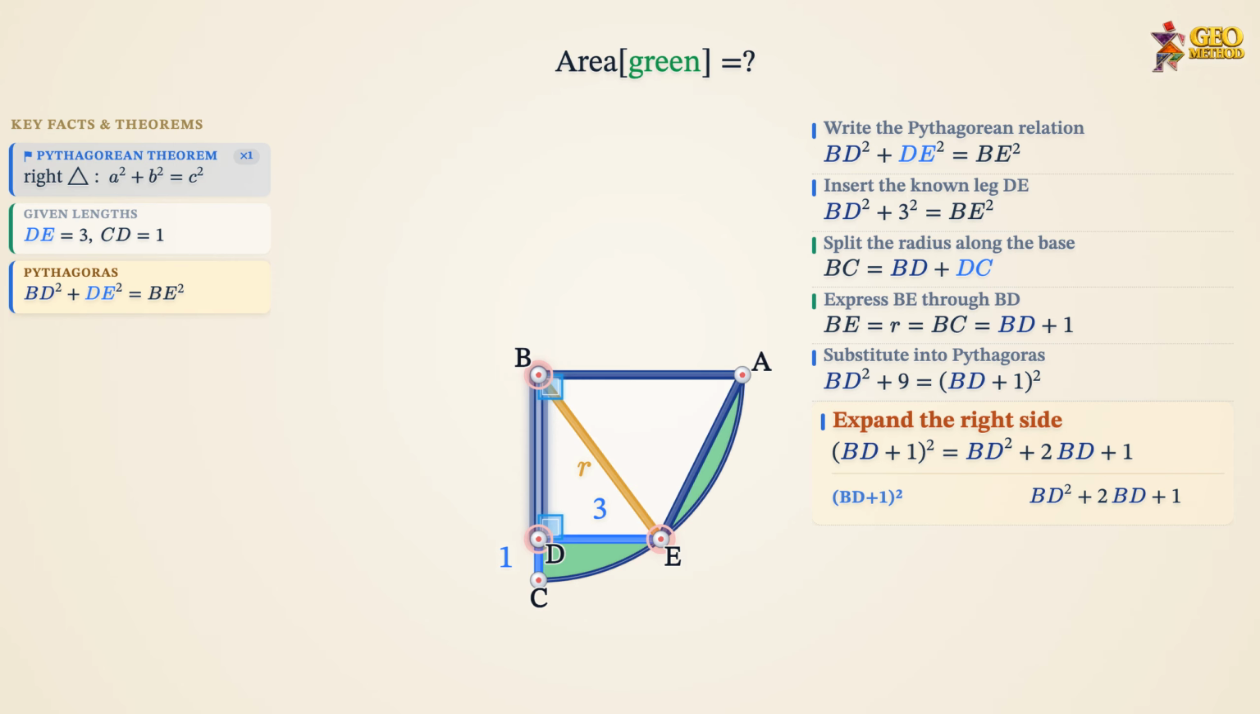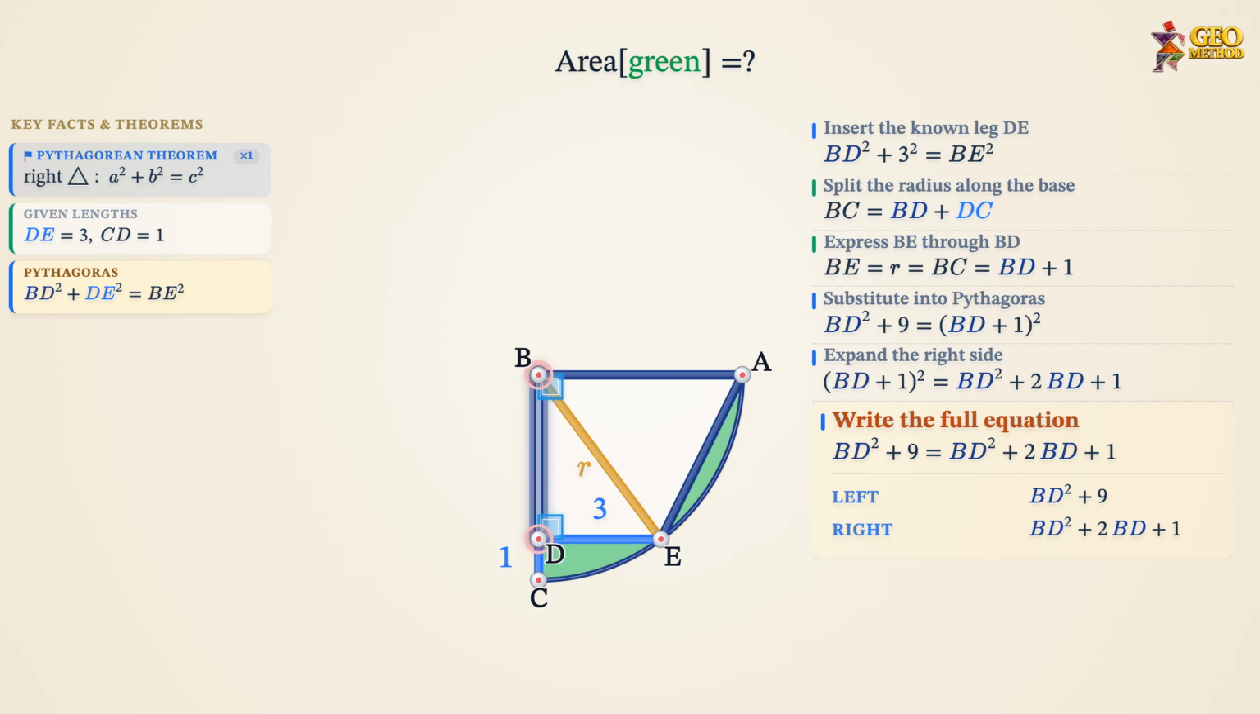Expand the square on the right. BD plus 1 squared is BD squared plus 2 times BD plus 1. Writing it out flat is what lets the BD squared terms line up on both sides. Put both sides side by side. BD squared plus 9 equals BD squared plus 2 BD plus 1. Now the matching BD squared terms are begging to be canceled.